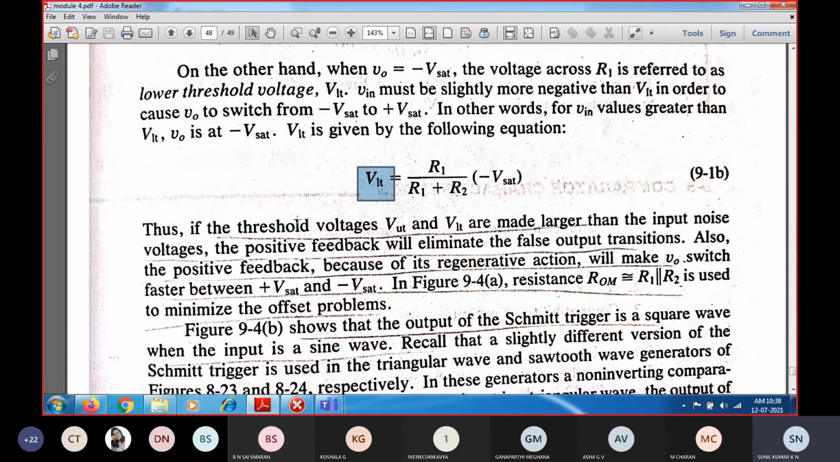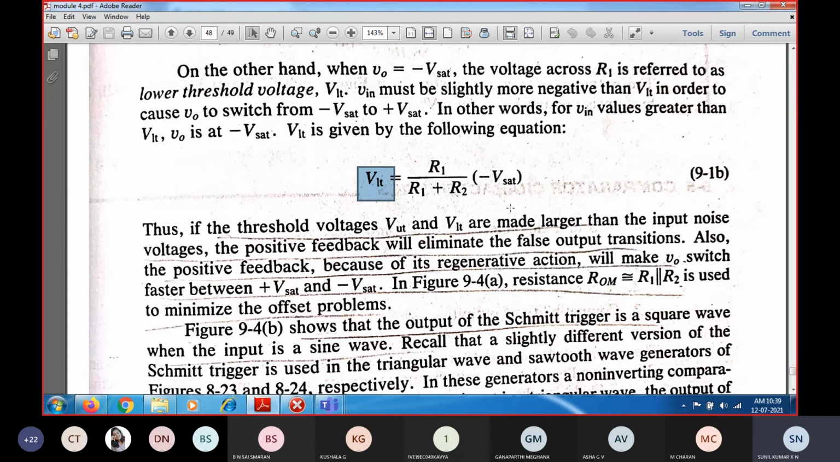If both the threshold voltages VUT and VLT are made larger than the input noise voltage, the positive feedback will eliminate the noise output transition, that is, the false output transition. That means the upper trigger and lower trigger points cannot be given greater than the input noise threshold voltage, as well as they cannot be given greater than the maximum power supply voltage or maximum output voltage swing.